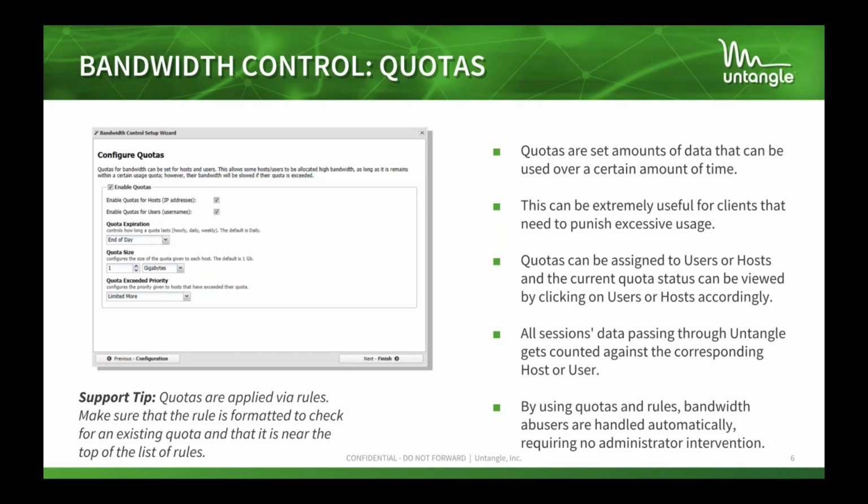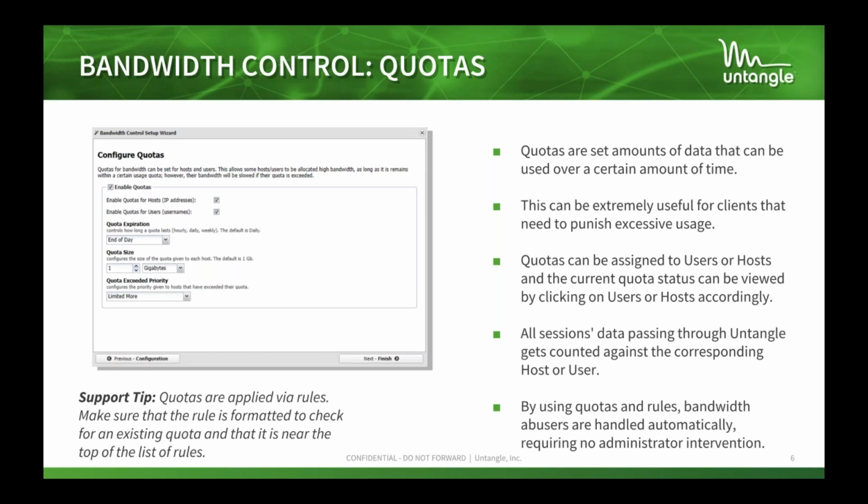So this is really useful for clients that need to punish excessive bandwidth consumption. If you have someone who's constantly using a gig, 2 gigs of your data a day, we can come in here and say, well, no, you only get 300 megabytes of that. So it's a really handy system. And this is all set up through the actual wizard that I'll show you. They can be assigned to users or hosts. So we can put a quota on a username or an IP.